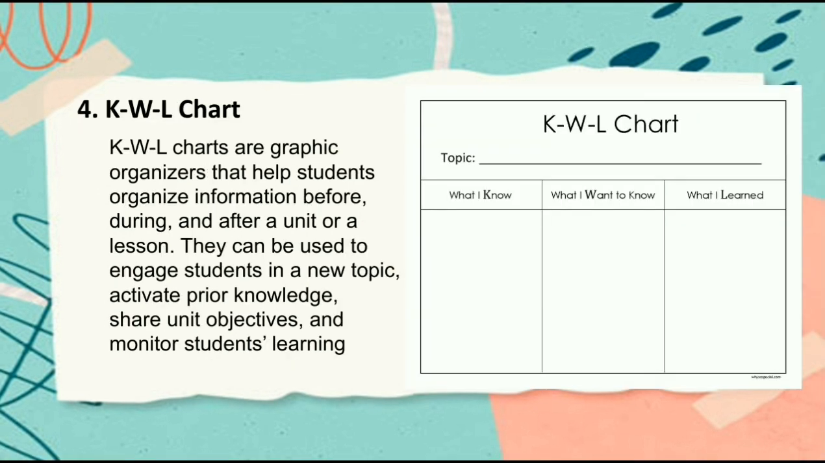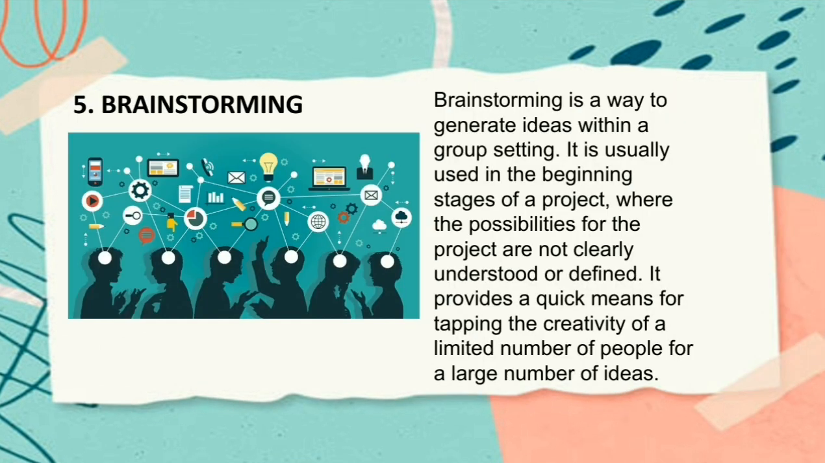The next learning-centered teaching strategy is the KWL chart, or the Know, Want to know, and Learn. The KWL chart is a graphic organizer that helps students organize information before, during, and after a unit or a lesson. They can be used to engage students in a new topic, activate prior knowledge, share unit objectives, and monitor student learning.